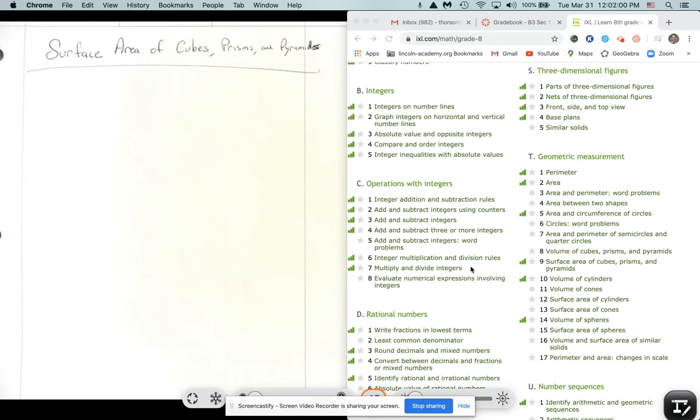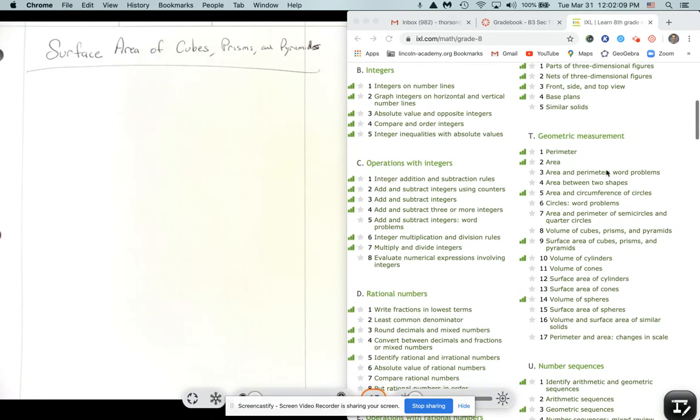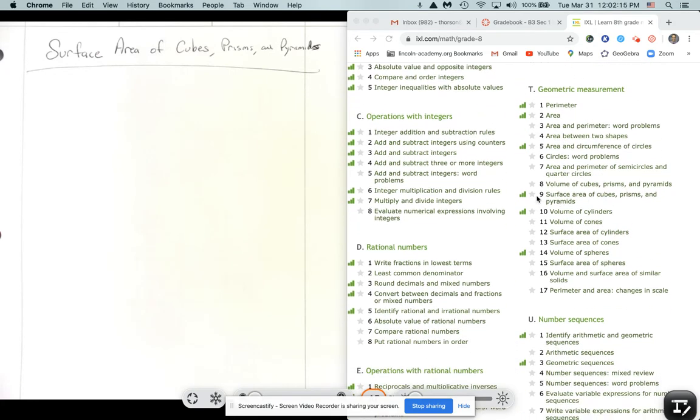Welcome, students. Today we are going to learn about surface area of cubes, prisms, and pyramids. This actually comes from your IXL lesson in the 8th grade tab under section T, Geometric Measurements, lesson 9, surface area of cubes, prisms, and pyramids.